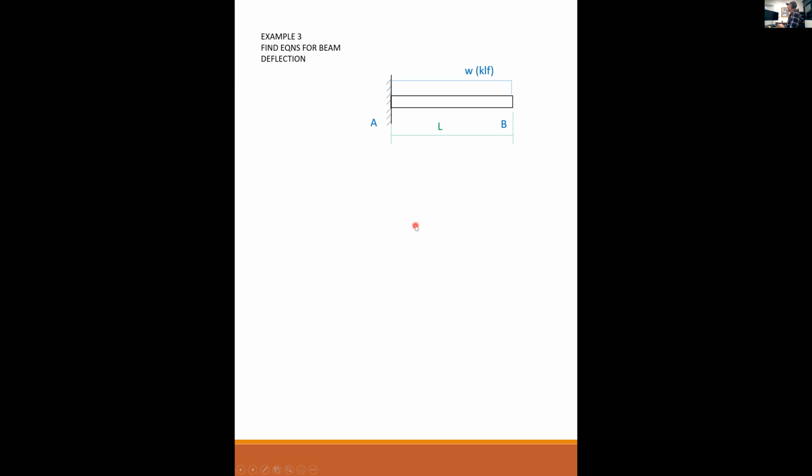We're going to look at a cantilevered beam with a uniform load on it. Again, keeping it very generic, the length of the beam is L, and the load applied is W in kips per lineal foot. So we do a free body diagram, and we have to find our reactions in order to find the equations for the moment.